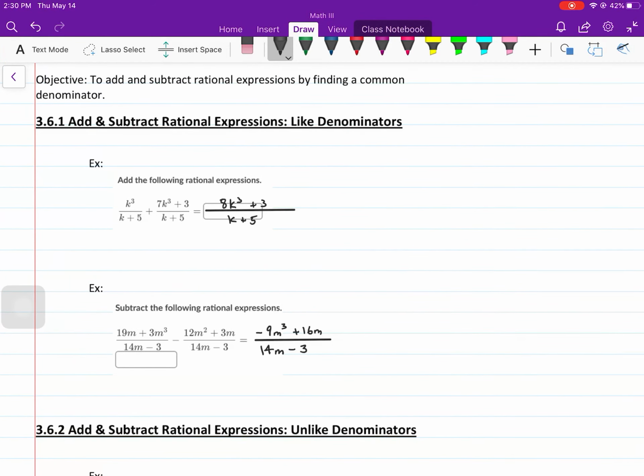That's going to be a really easy section. It's the next one that we got to get those common denominators. And honestly, it's not that bad. You guys are going to have fun.